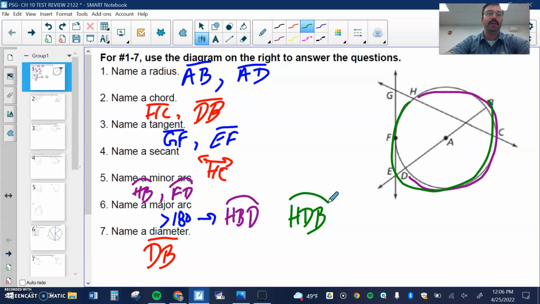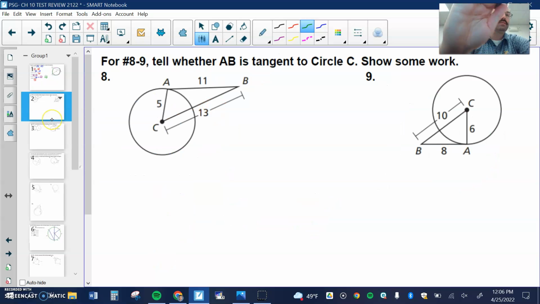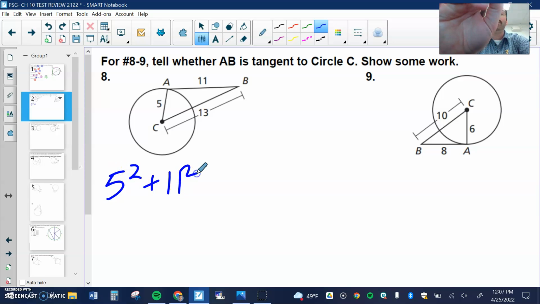Alright? It's only been 4 minutes? Let's keep going. I'm going to try to do the whole first page. Okay, number 8. Number 8 says, 8 and 9 say, tell me whether AB is tangent to the circle. Alright, that means I need to figure out if these two triangles are right. Well, if they're right triangles, then I need to test if A squared plus B squared equals C squared.